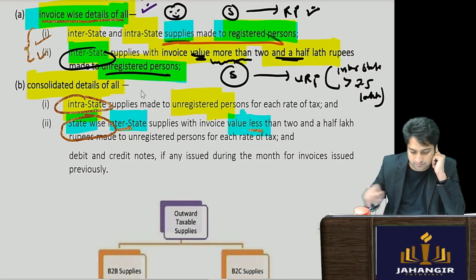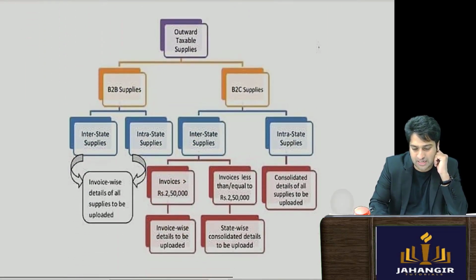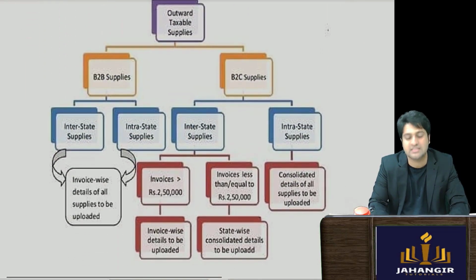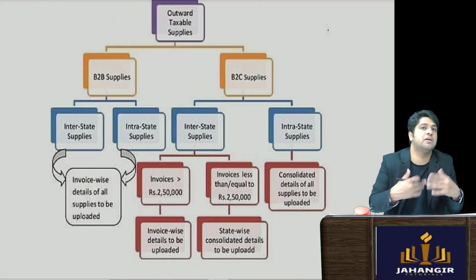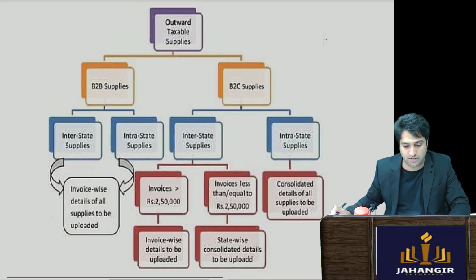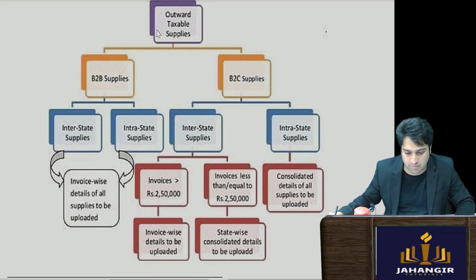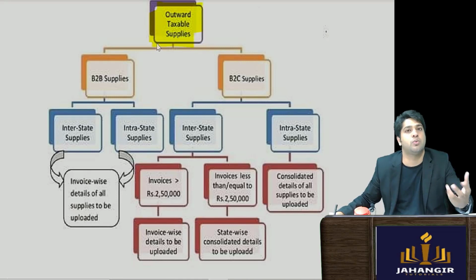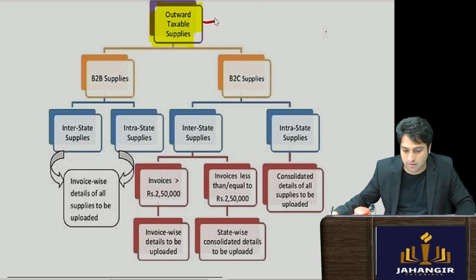Next, if I just summarize, when I say unregistered person, it could be a consumer only. He might be unregistered. So let's see how we can shorten it, summarize. So, details of my outward supplies in your GSTR1.